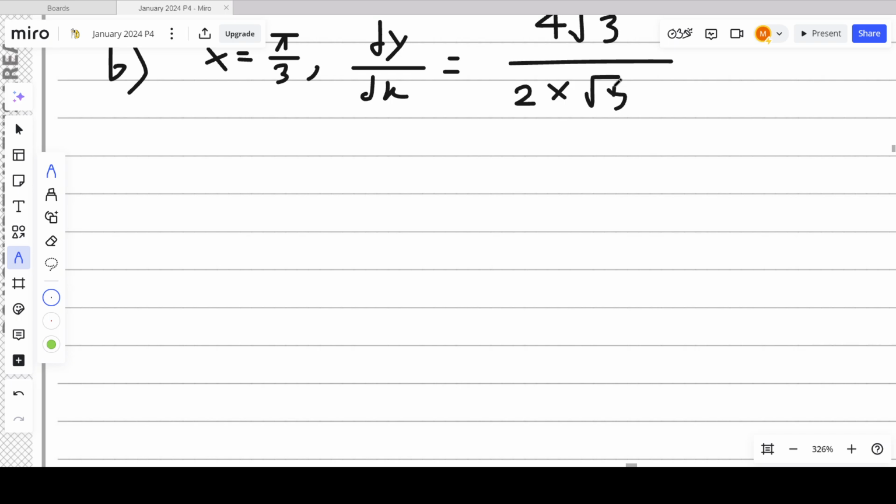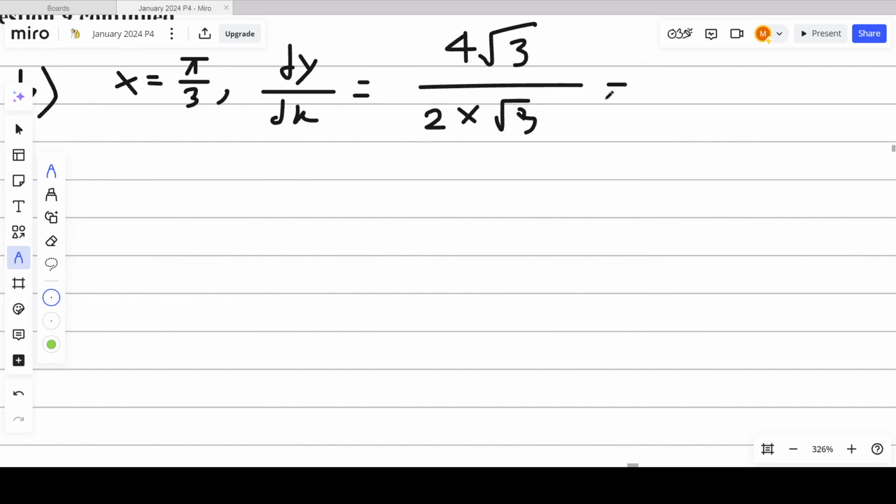So we got the gradient, which is root 3 cancels from the numerator and the denominator. You will get just 2. So we got the gradient of the what? We got the gradient of the tangent, that is 2. One of the steps is done. Next is finding the coordinates of a point that lies on the tangent.